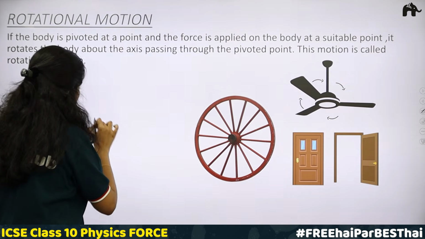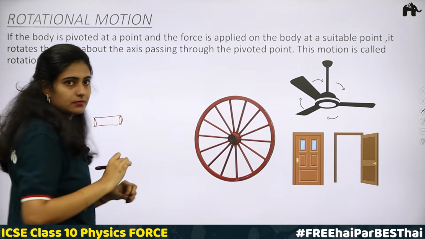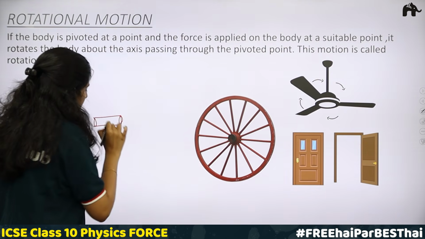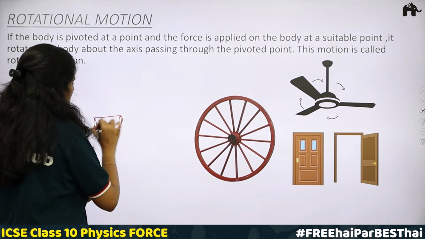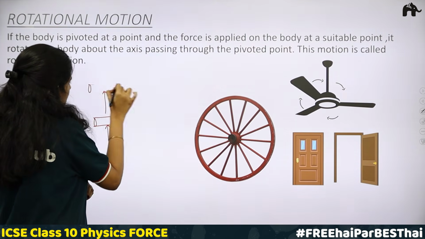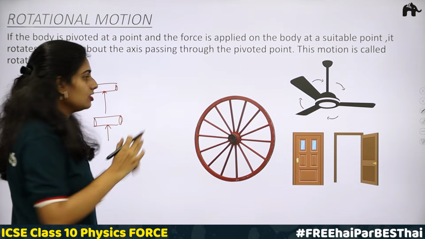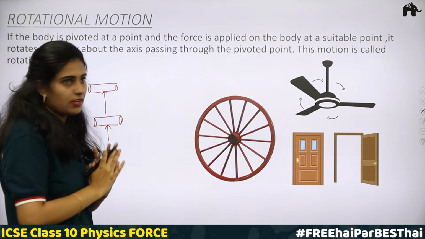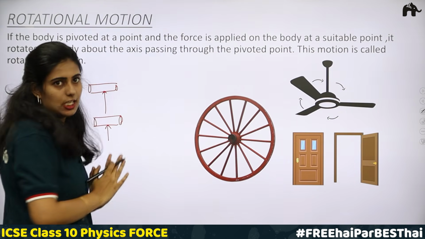Okay. So here I have a body. Applying a force, what happens? All the particles in the body are changing their position. Completely it is shifting like this. So this was a translational motion. Why? Because all the particles have changed their position.